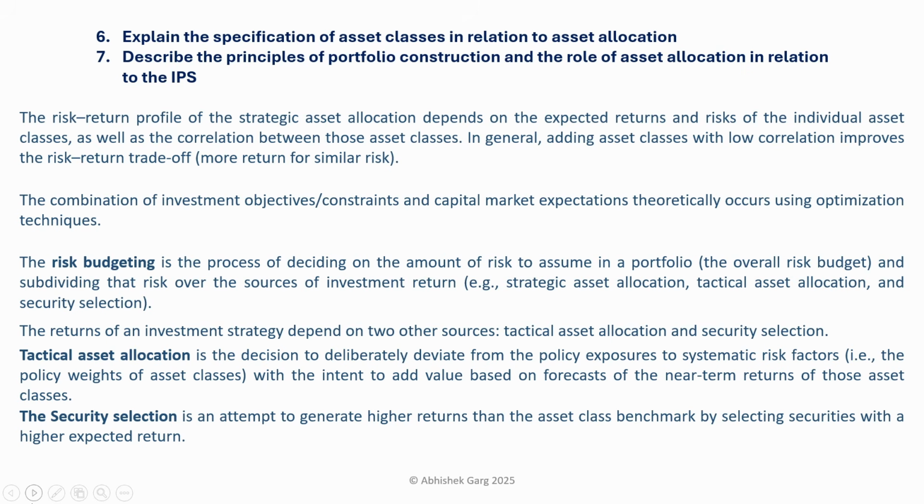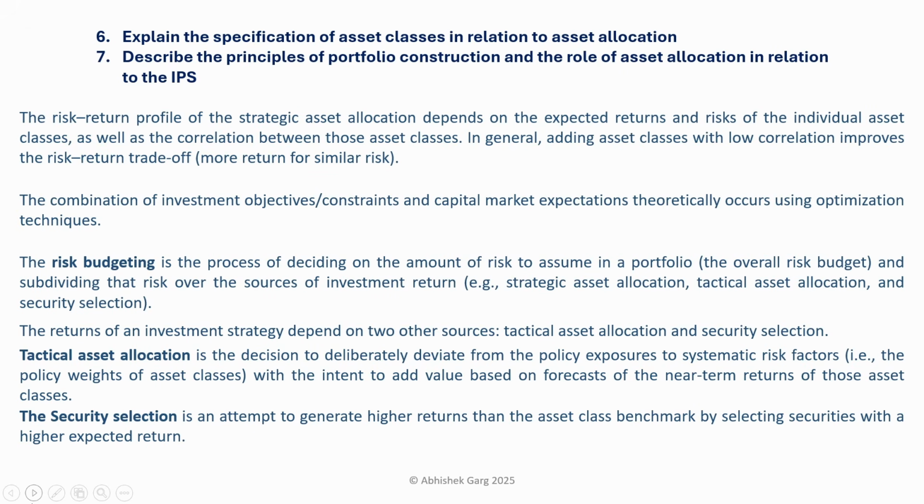Now, the return on a strategy basically depends upon two other sources. We already talked about strategic asset allocation, right? This is the starting point of your investment strategy, where we define the exposures to different asset classes depending upon the IPS return and risk objectives and constraints. Then we also talk about tactical asset allocation and security selection.